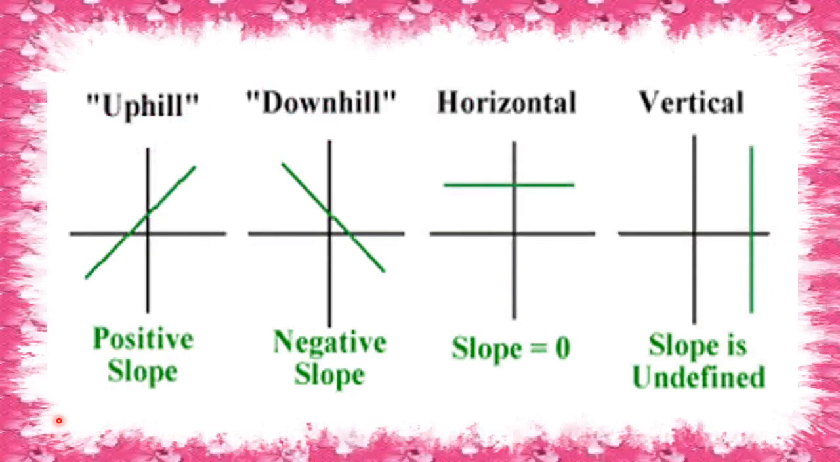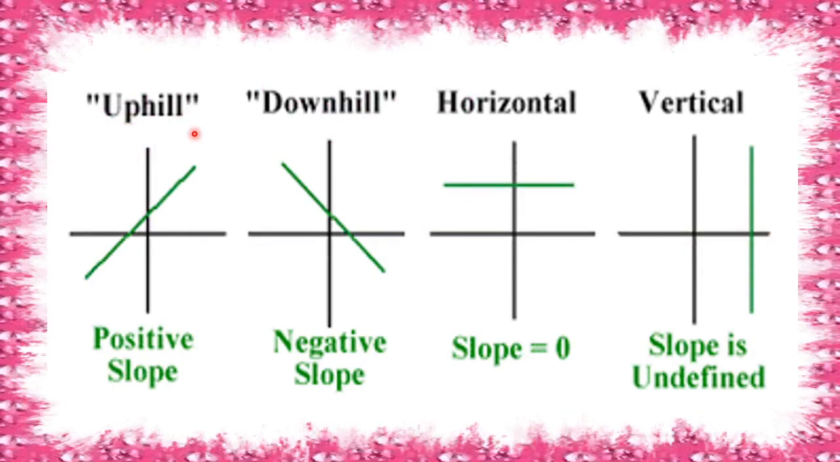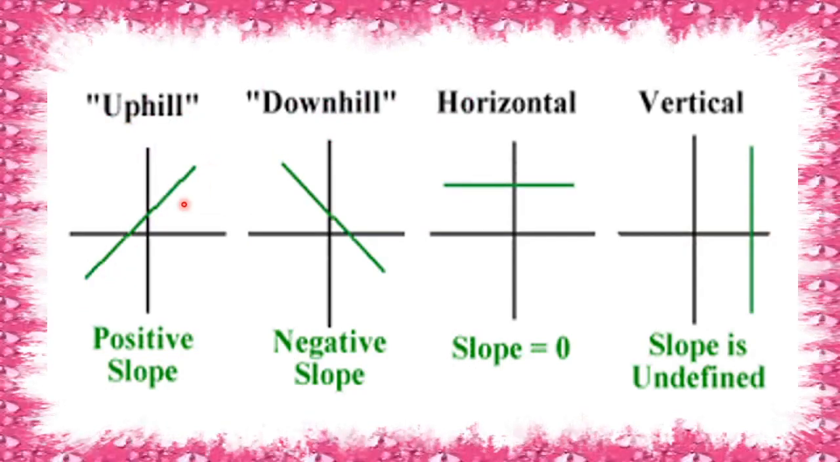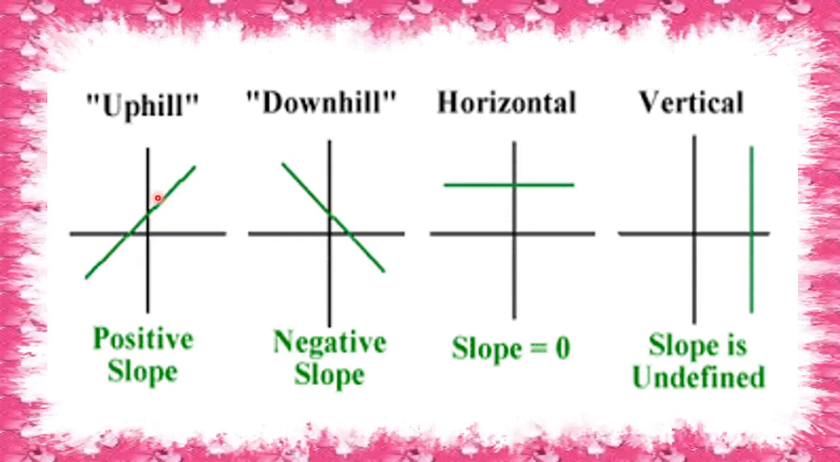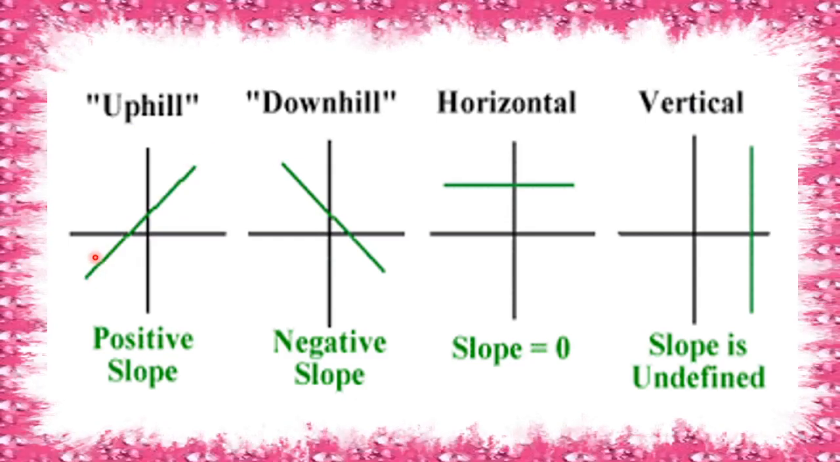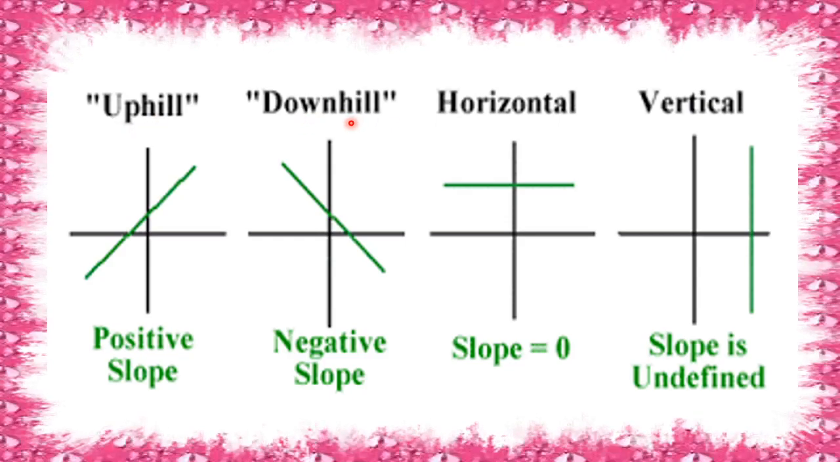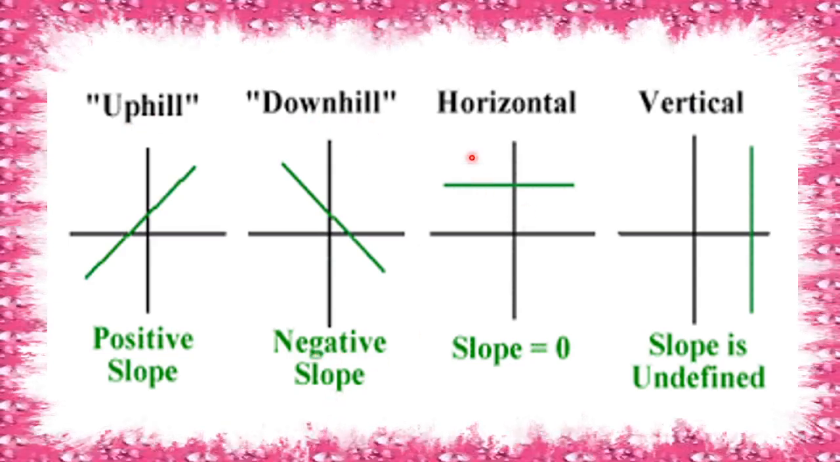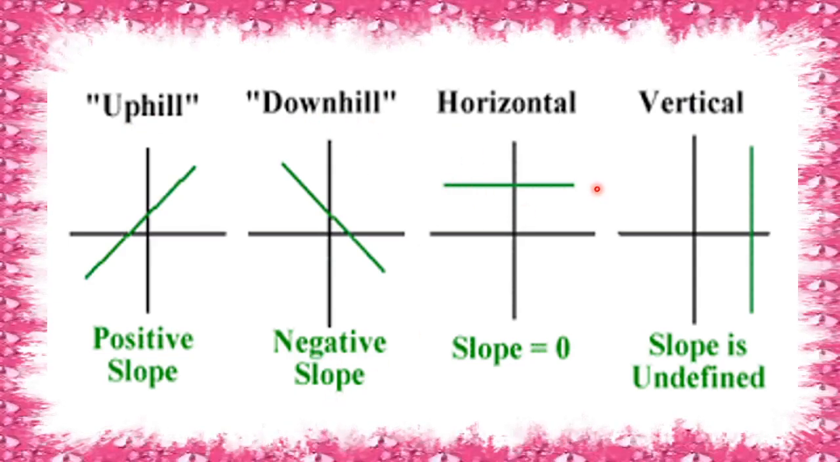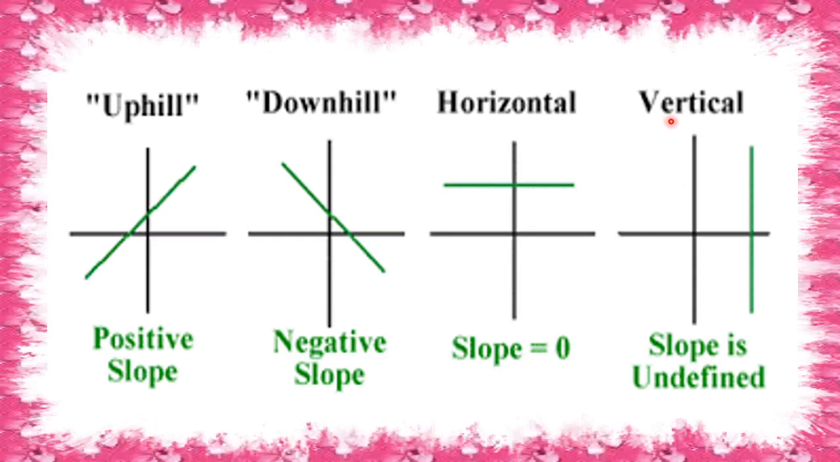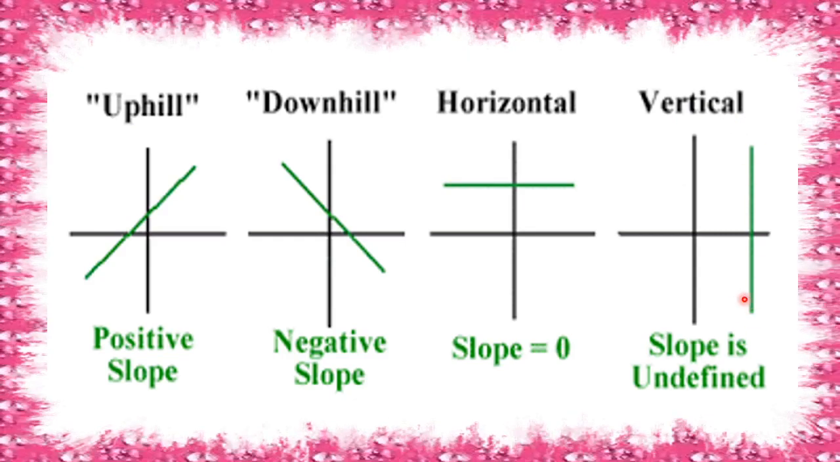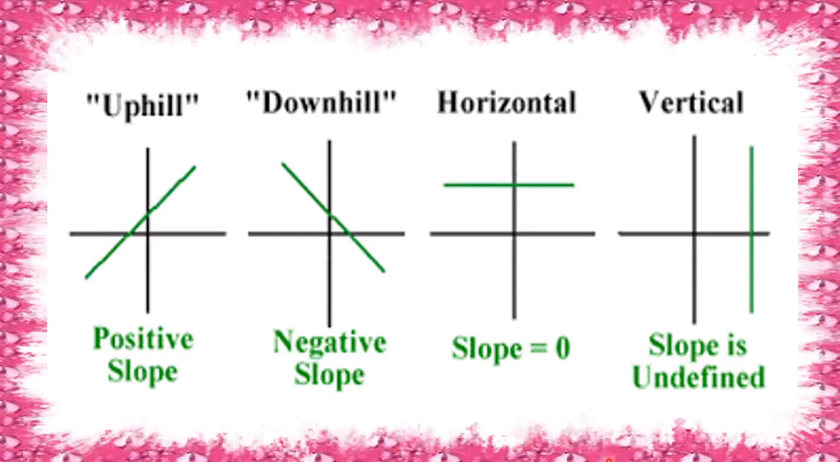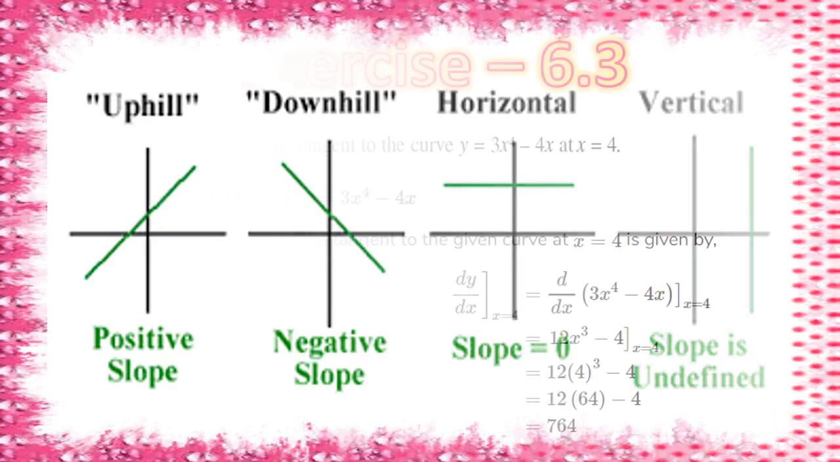Now a few types of slopes. Positive slope: when we have a curve or a line like this and we draw a tangent at any point, we get a positive slope if the line goes uphill. If the tangent goes downhill, we will have a negative slope. If the tangent is horizontal, parallel to the x-axis, the slope is equal to 0. And if we have a vertical tangent, parallel to the y-axis, then the slope is not defined.